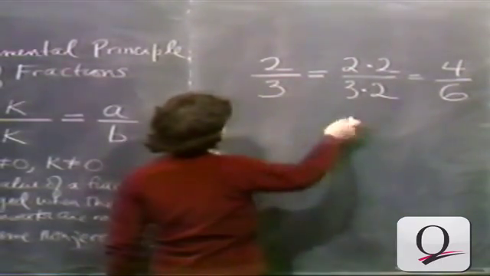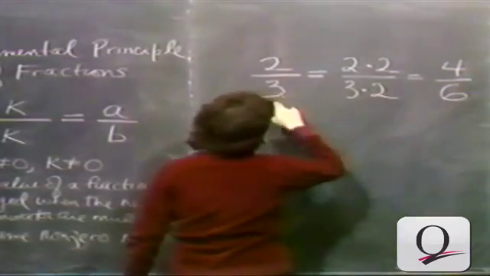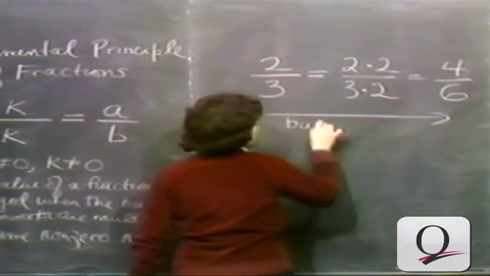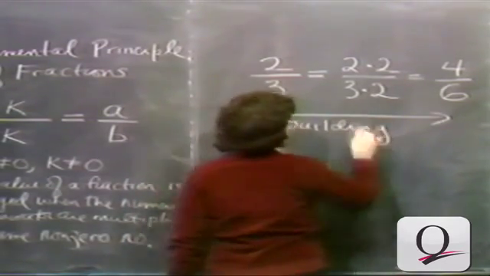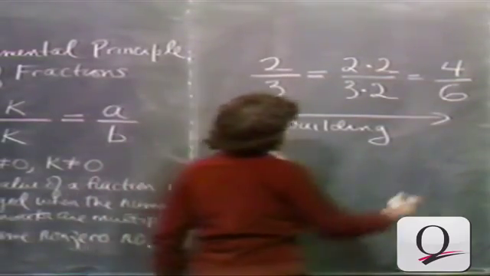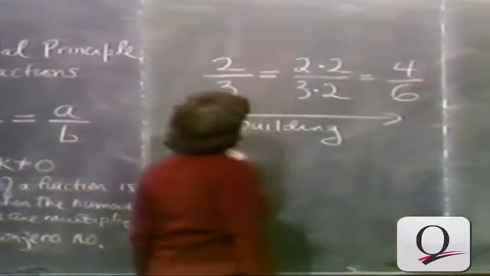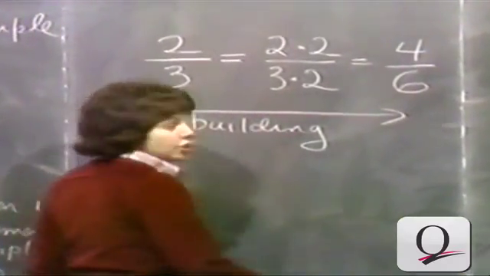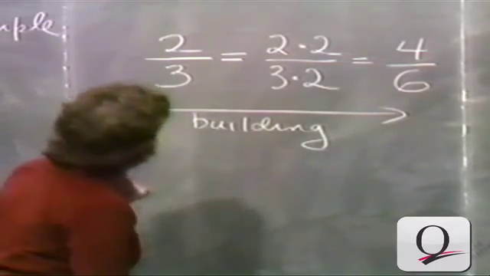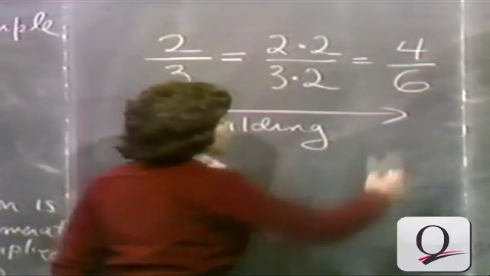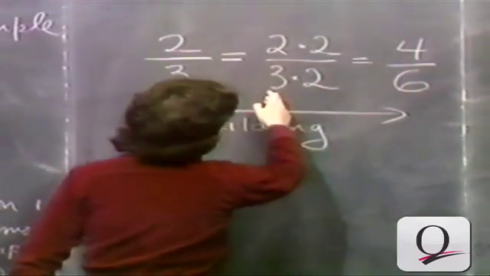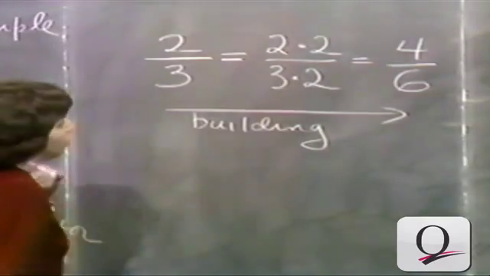When we move from one fraction to another where the denominator of the second one is larger, we will call this building fractions. We can also use the fundamental principle in reverse. If we start with the fraction 4/6, it is perfectly legitimate to divide numerator and denominator. After all, dividing by a number is the same as multiplying by 1 over the number. We can divide numerator and denominator by 2, giving us 2/3.